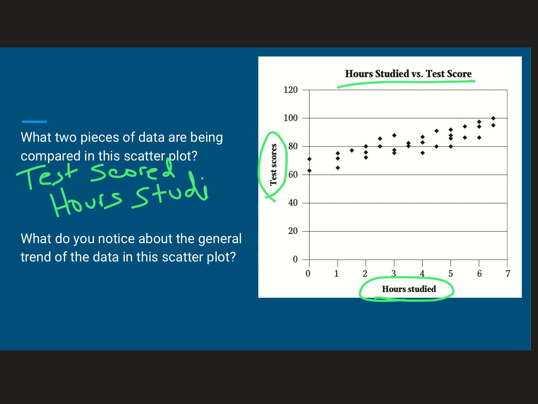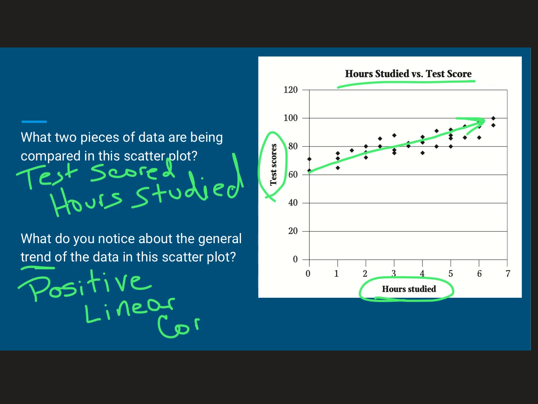So what do you notice about the general trend? When we're asking about general trend, we're asking about correlations. I notice that this sort of goes up, right? Not perfectly. So that is a positive linear correlation. It is going up from left to right. And I would expect that: if you studied more, you would get a better test score. If it's asking about trends or patterns, that's what you're going to look for, correlations. Sorry, I can't write and speak at the same time.